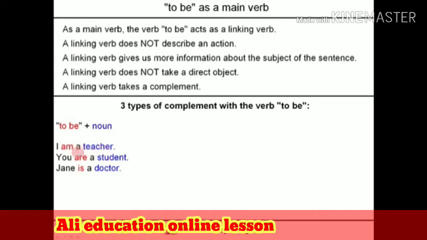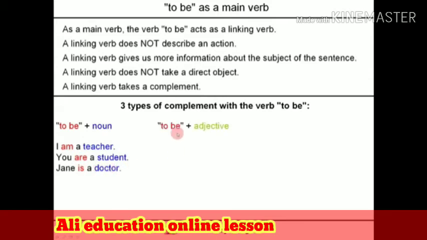So the verb to be is giving us more information about the subject of the sentence. The teacher is a subject complement referring back to the subject, I. So you are a student. Jane is a doctor. So these are all examples of the verb to be in the present tense. Okay?